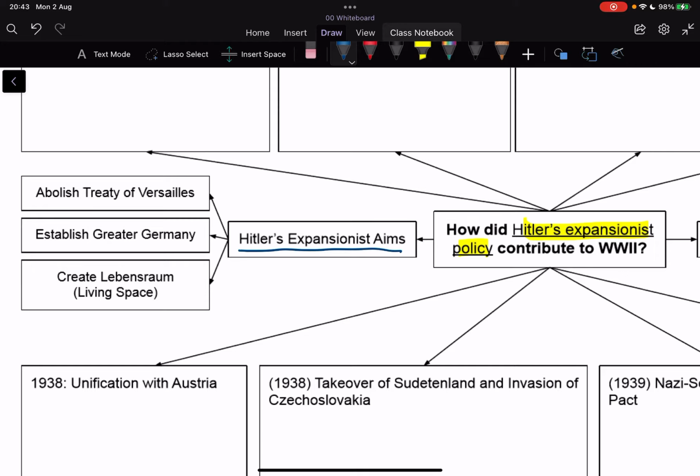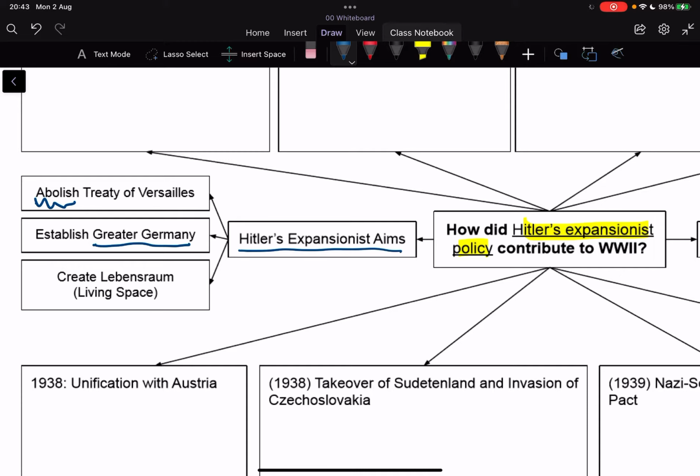He had three main aims. He wanted to abolish the Treaty of Versailles, which means he wanted to get rid of the Treaty of Versailles. He wanted to establish the Greater Germany. This meant that all of the ethnic Germans, the German-speaking people who had been spread out all across Europe, he wanted to put everybody in the same territory.